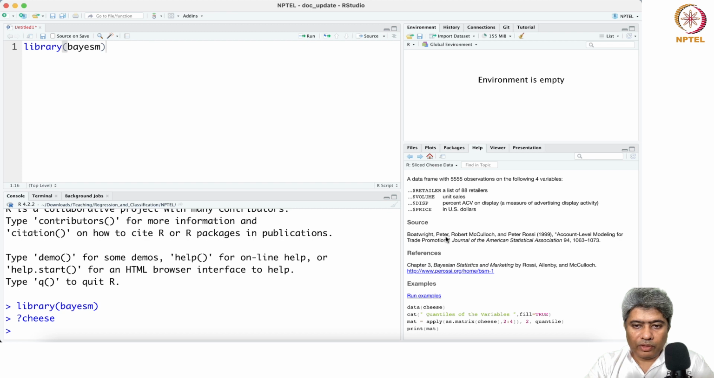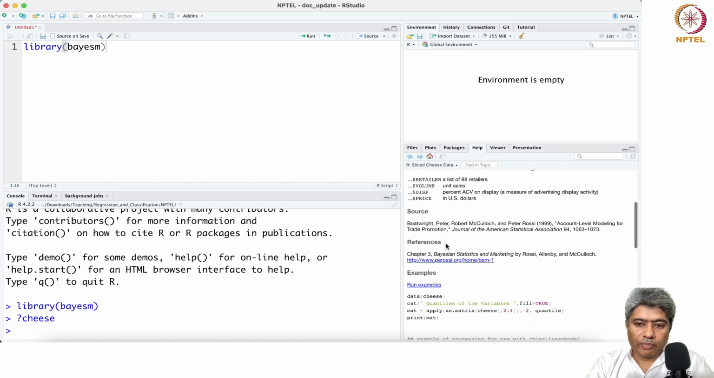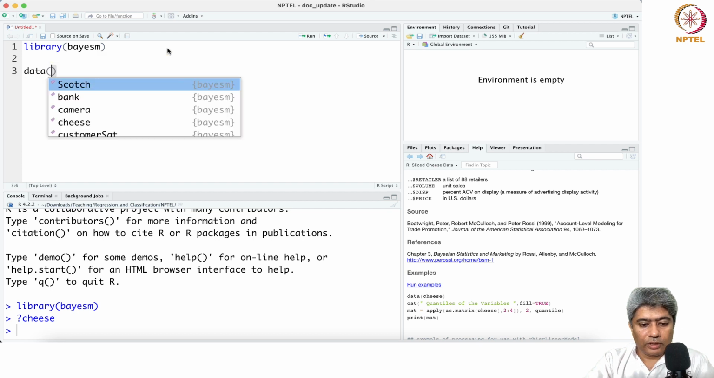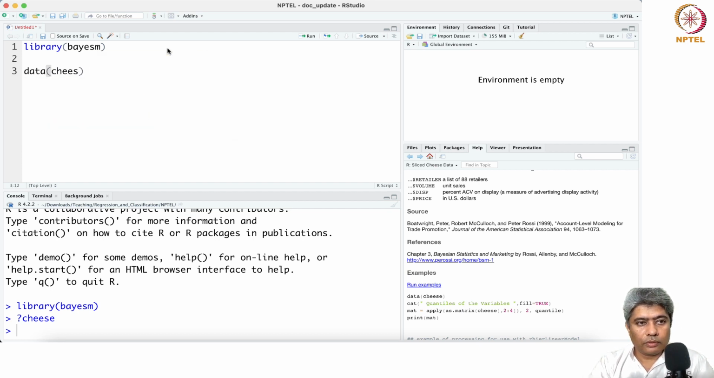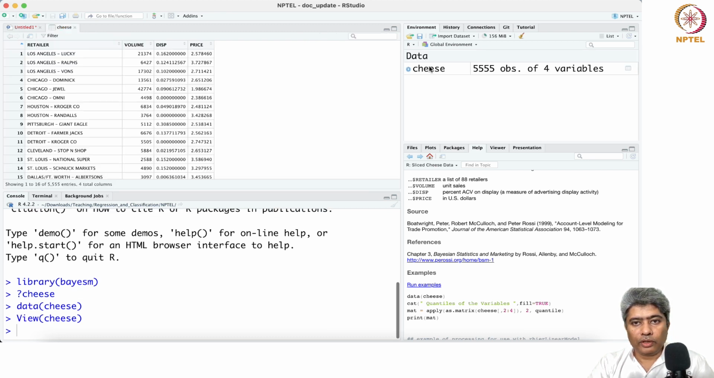The reference is Robert McCulloch and Peter Rossi's book on account level modeling for trade promotion, and in this paper this dataset first appeared. So first I'm going to call this dataset, data(cheese). So here you have the dataset.